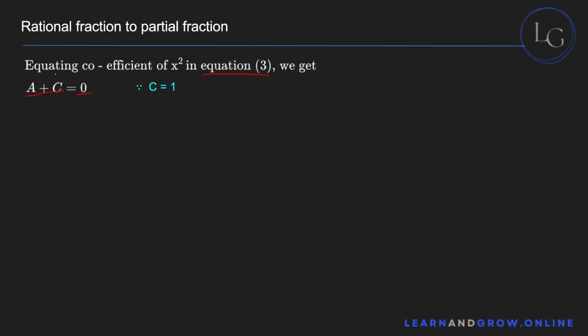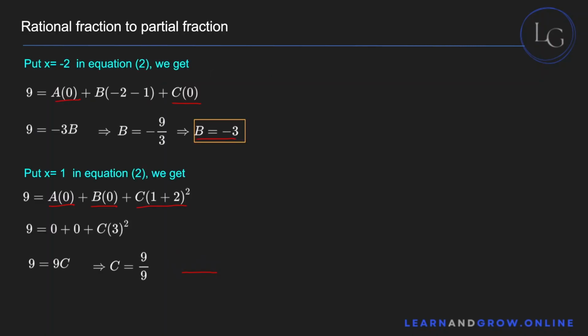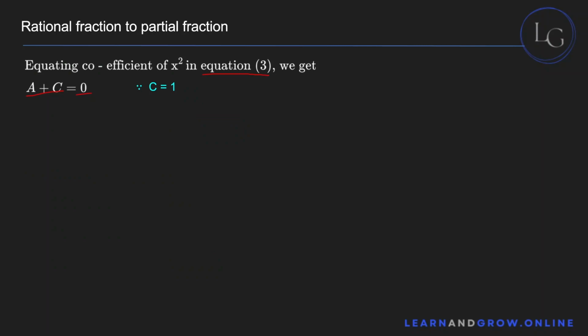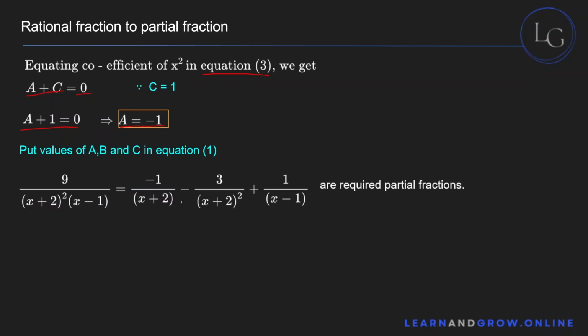And so when you plug in the value of c, you found the value of c to be 1. So when you plug in the value of c, you find that a plus 1 is equal to 0. And so a is equal to minus 1. Now we found the values of a, b, and c, and when you plug in those values in the original partial fraction that we found, you get this. And so you have resolved the equation given in the question into its partial fractions.